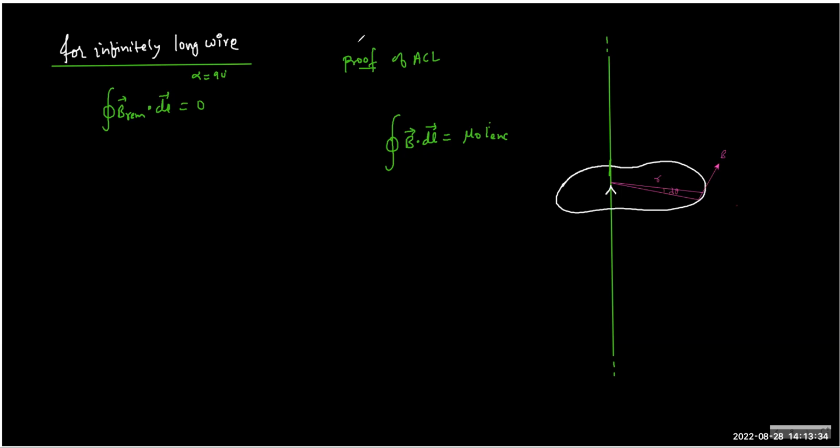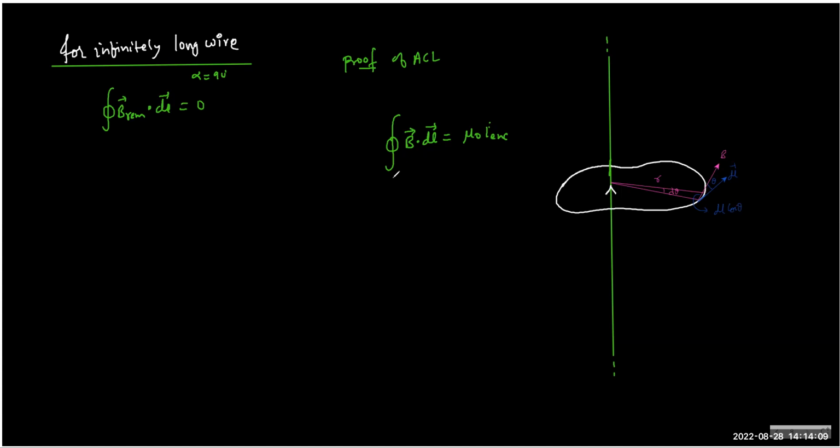And dl will always be tangent to the contour, right? So dl and B may have some angle, call it theta. dl is the length of the contour element. So the corresponding arc length will be equal to dl cos theta. Understood?